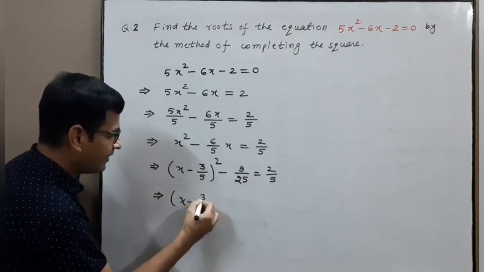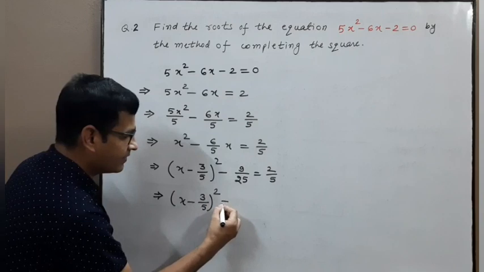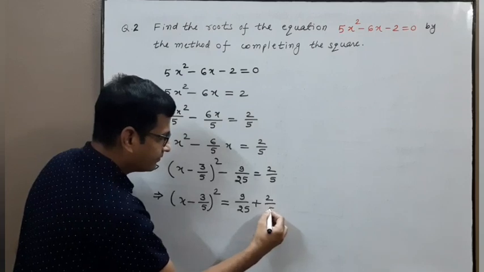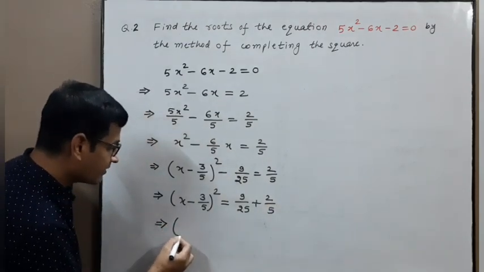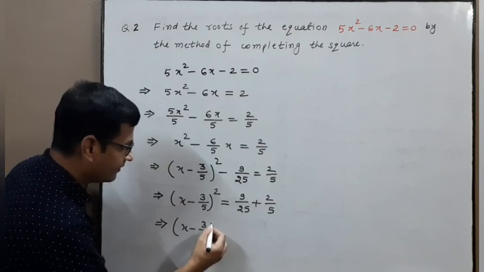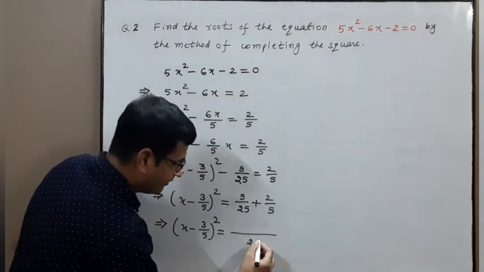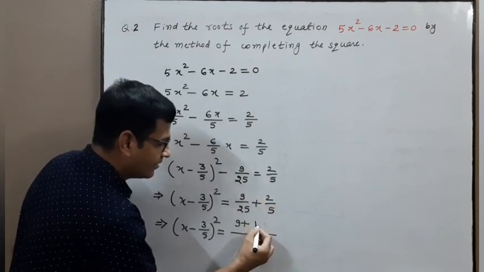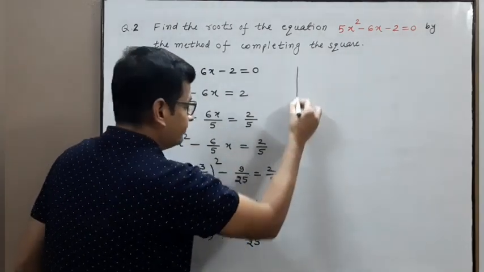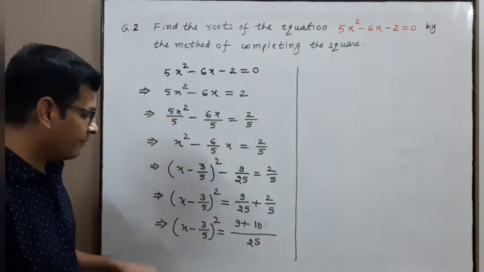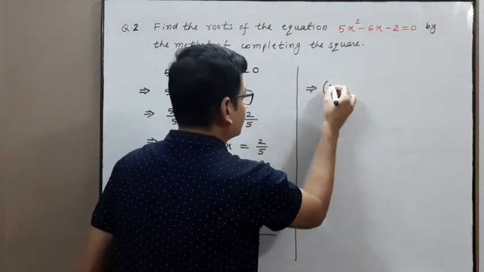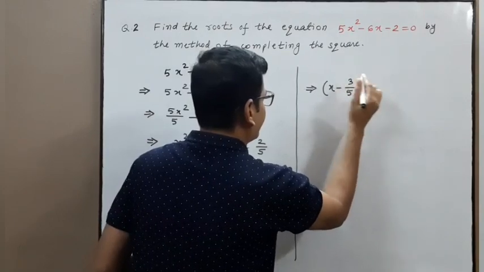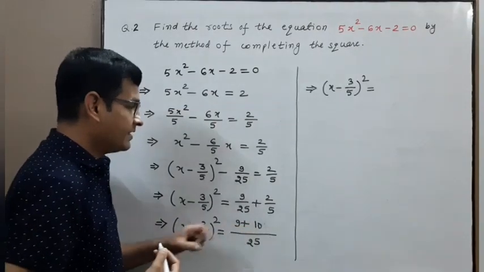Next step, x minus 3 upon 5 whole square is equal to 9 by 25 plus 2 by 5. Simplify the right hand side. Taking LCM 25, so 9 plus 5 times 2, which is 10. Next step, x minus 3 by 5 whole square is equal to 19 by 25.